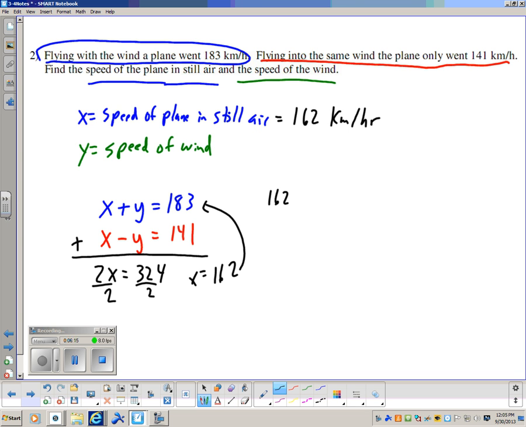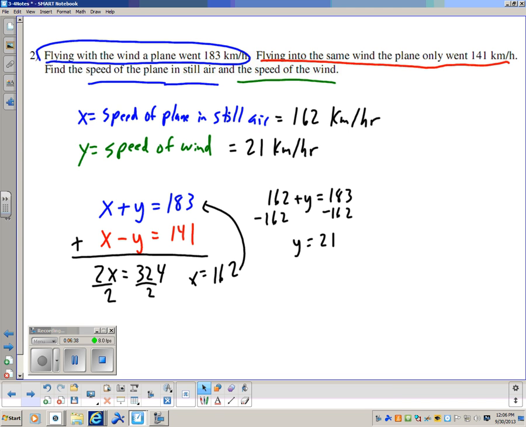So 162 plus y equals 183. I can subtract 162 from both sides, and y ends up being 21. So the speed of the wind ends up being 21 kilometers per hour. So just making sure I've got my answers there labeled. So that's with the wind and into the wind.